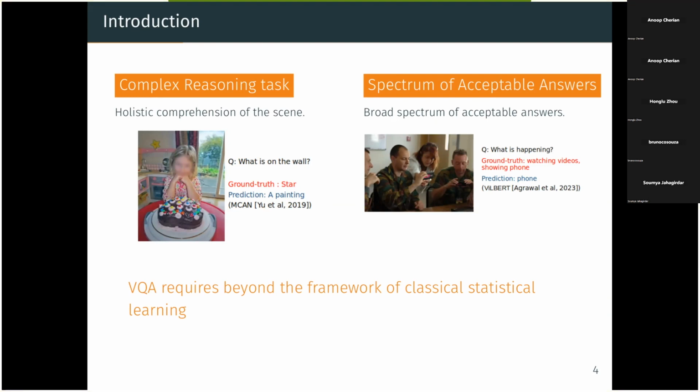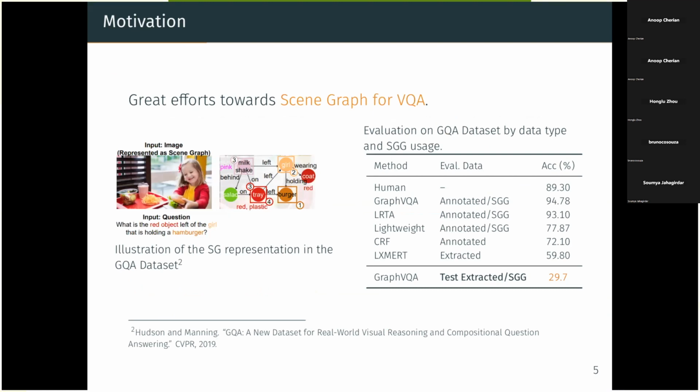So maybe what you saw in the literature is that complex data can benefit the complex task. So we saw great effort towards scene graphs for visual question answering. Instead of using the image, models start using a scene graph, in which nodes represent the objects in the scene, and the objects are connected by relationships in a semantic and spatial way. So, for example, girl next to the tray and so on.